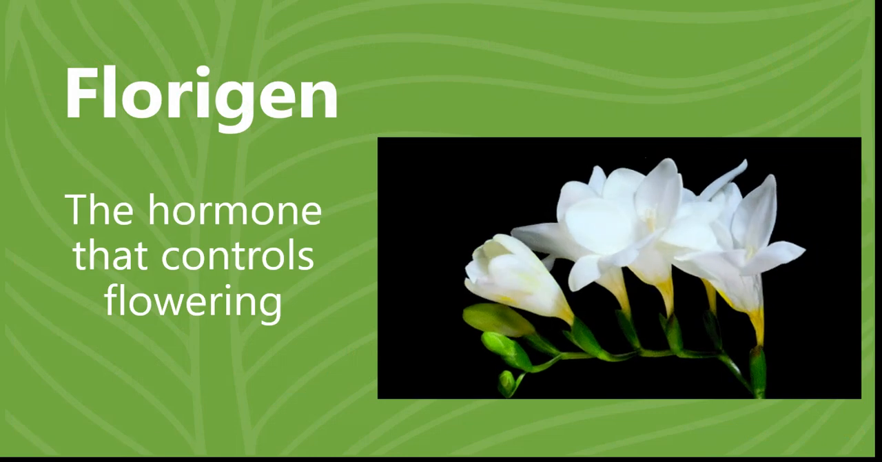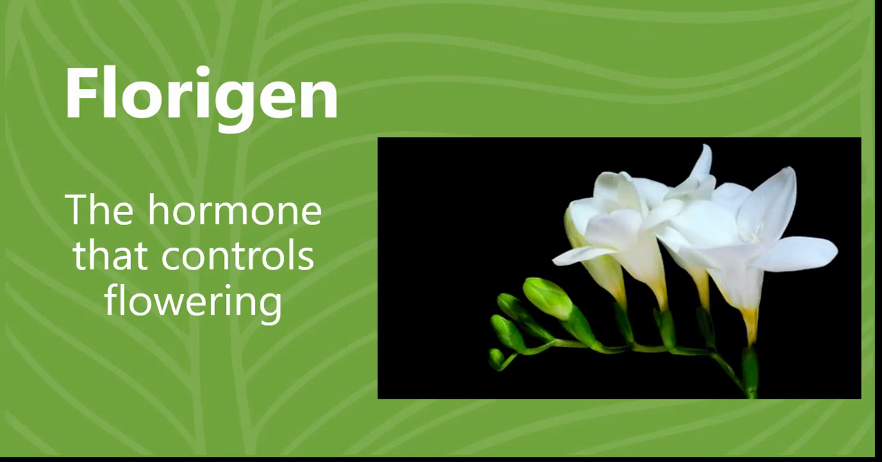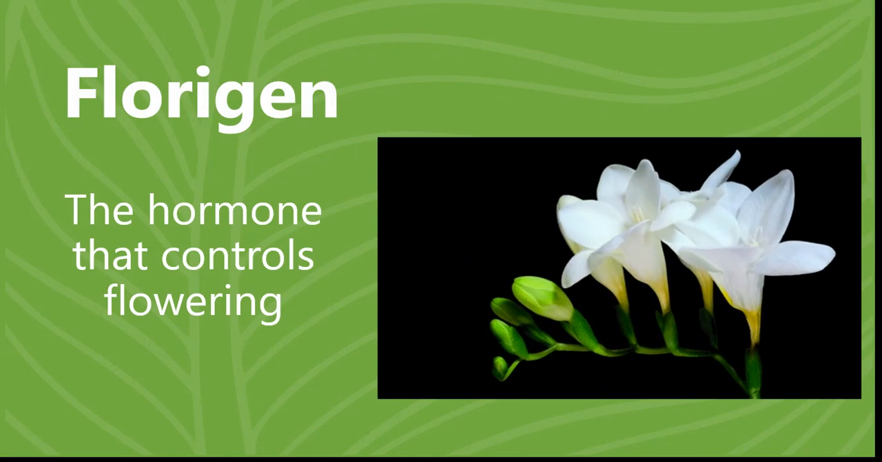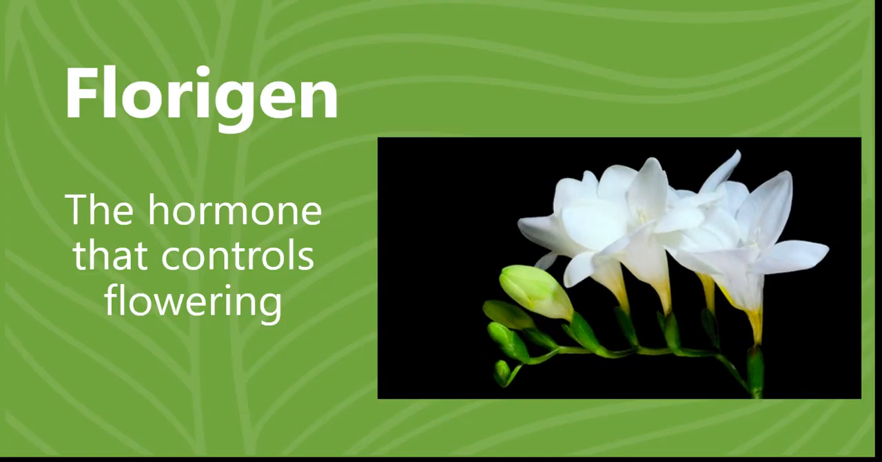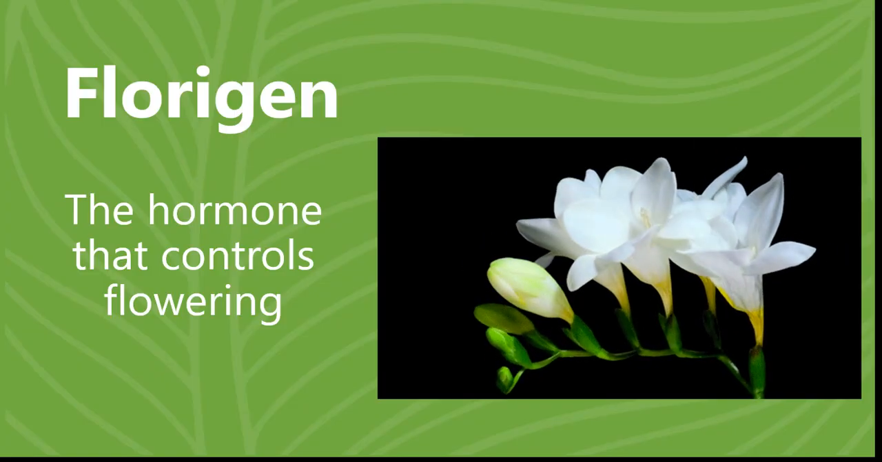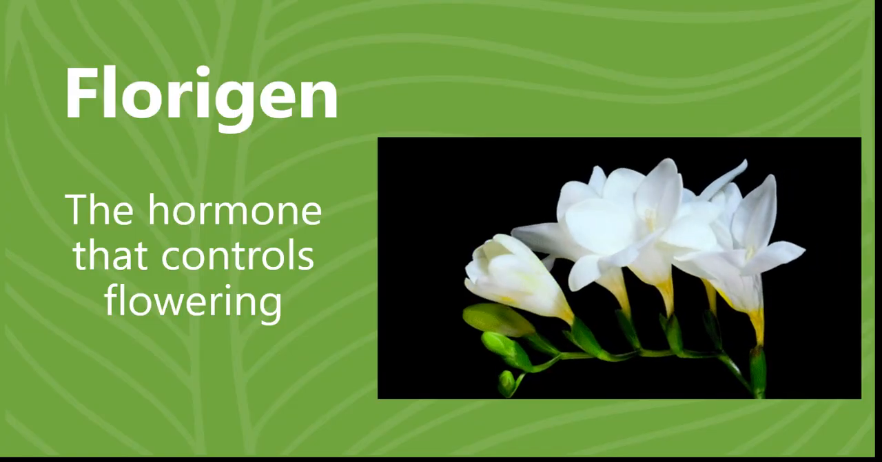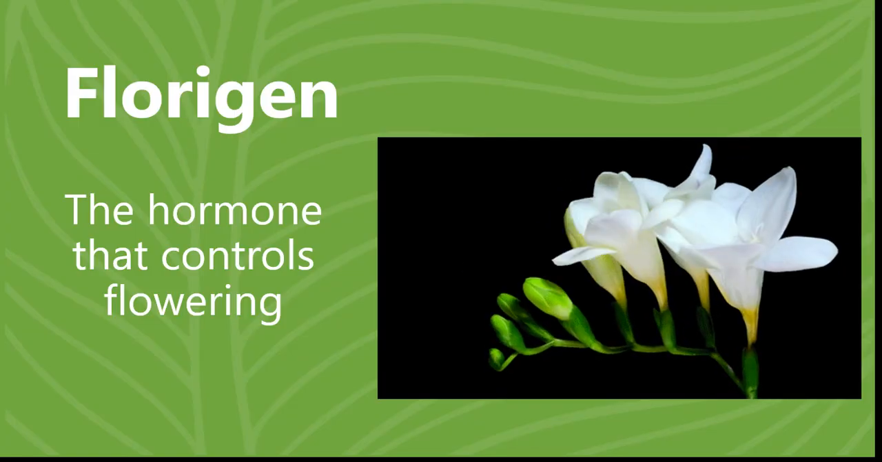Now, florigen is the hormone that we think controls flowering, right? We know nastic movement. We know that water has to do a lot with this. Transpiration has to do something with this. But we think there's also a hormone, and we've called it florigen, meaning having to do with flowers.